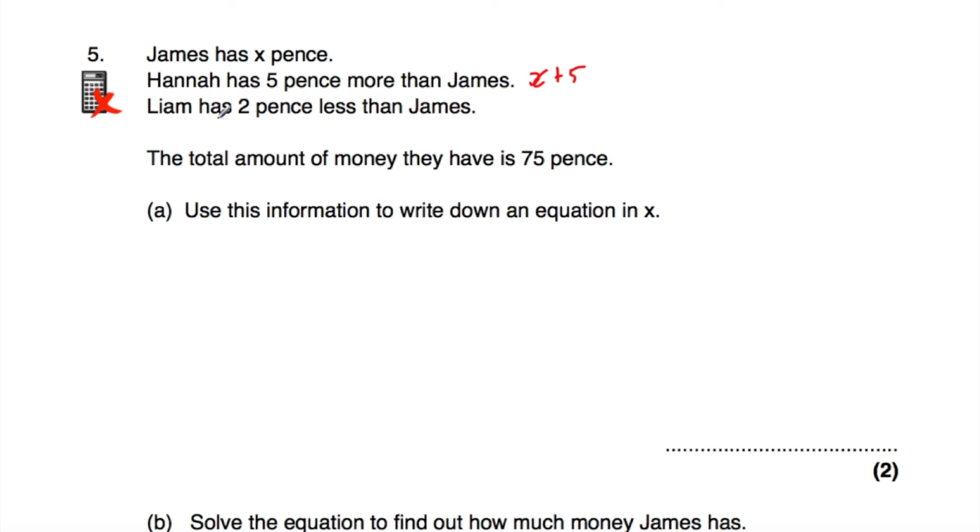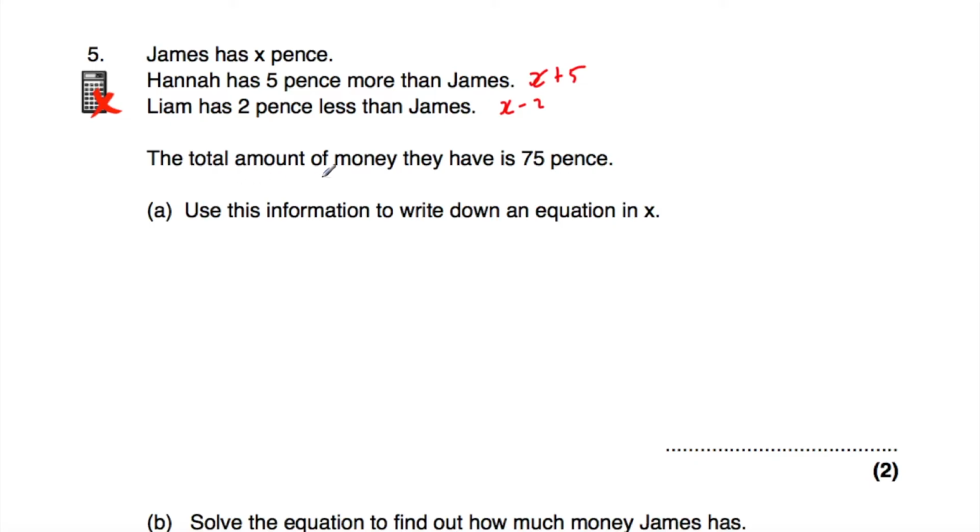And then we're told that Liam has 2 pence less than James. So if James had, for instance, 10p, he would have 8p. So we would take away 2 from whatever James has. So we're going to take away 2 from x, that's going to be x minus 2. So that's fantastic. We now have expressions for how much money James has, which is x pence, Hannah, x plus 5, and Liam, x minus 2.